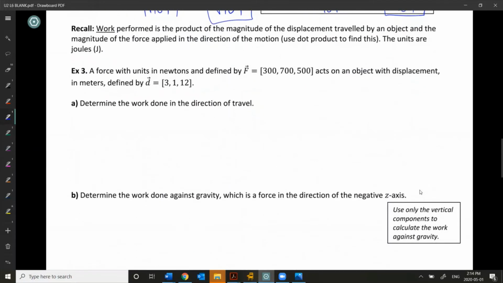Let's take a look at a work application. Just to remind you, work performed is the product of the magnitude of displacement traveled by an object and the magnitude of the force applied in the direction of motion. So we can use the dot product to find this, and when we take the dot product of a force in newtons and a displacement in meters, we get newton meters, but we're going to use joules to indicate the units for work. We haven't done a work application yet with 3D vectors, so let's take a look at how we can use 3D vectors and calculate the amount of work done.